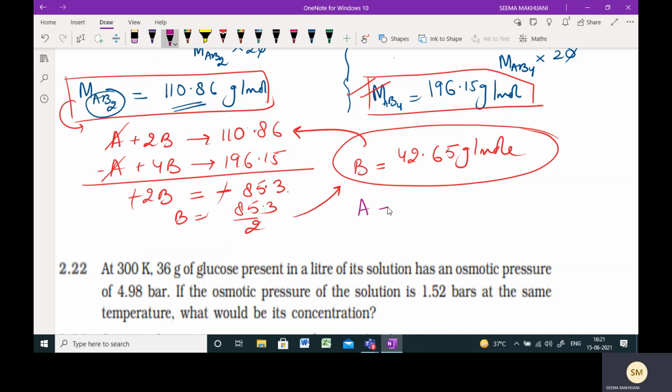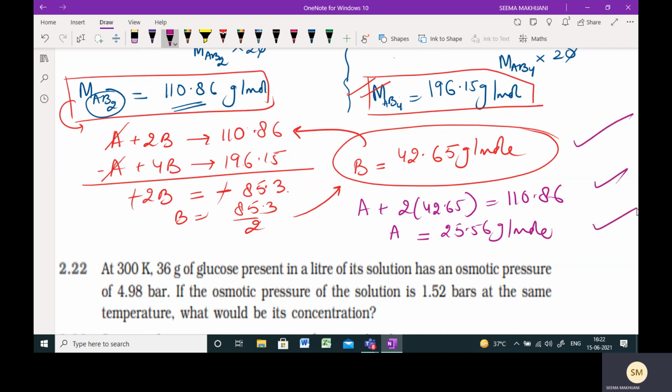Substituting in equation one, A plus 2 times 42.65 is equal to 110.86. So you can solve for A. The value for A should come out to be around 25.56 grams per mole. I hope that is clear and understandable. Is that okay? Can we move to the last question of the class?